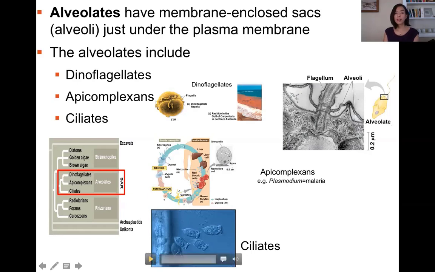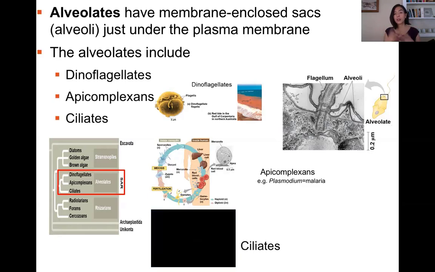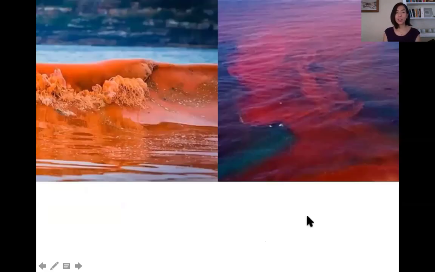So we have dinoflagellates, and other parasitic examples in apicomplexans that we're going to explain. And here we have some ciliates, like the Stentor that I mentioned before, and others. And you can see how they move, and they are filtering some of the nutrients or other tiny cells that they can eat. What is this? So this is the red tide.